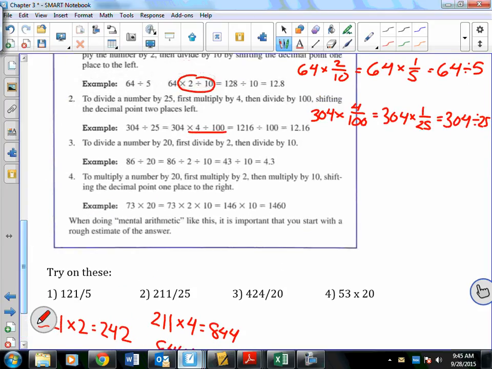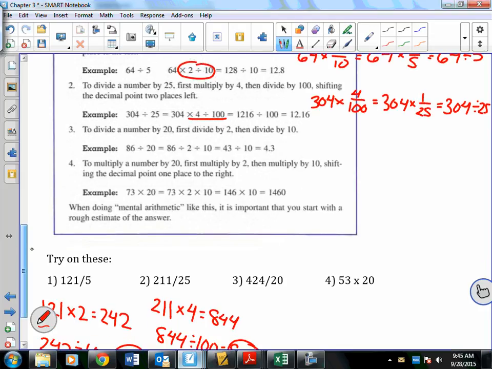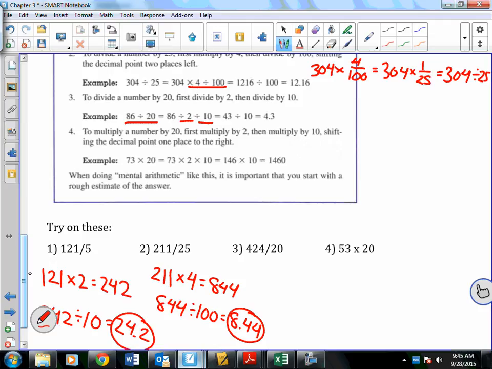Next trick of the trade is, in order to divide a number by 20, first divide it by 2 and then divide it by 10. Dividing it by 2 cuts it into halves, and if I cut each half into tenths, I'm in 20ths. That's the same as dividing by 20. And so they do it with 86 here. 86 divided by 20, first divided by 2, then divided by 10. Trick 4 is, how do I multiply by 20? Similarly, I'm going to first multiply by 2 and then multiply by 10. You probably use that quite a bit.